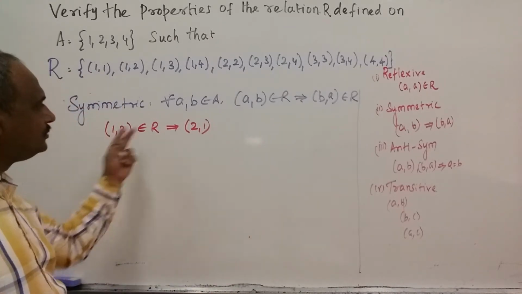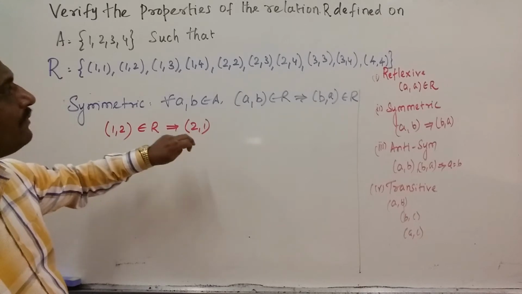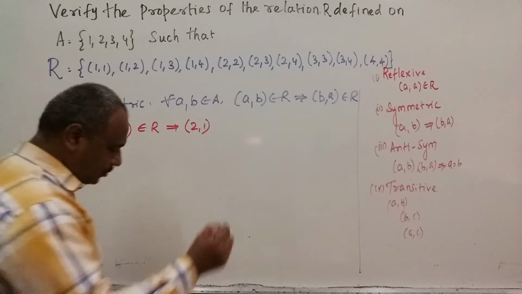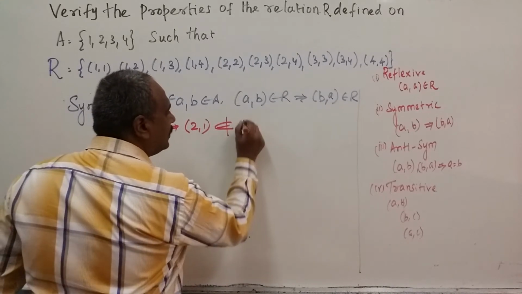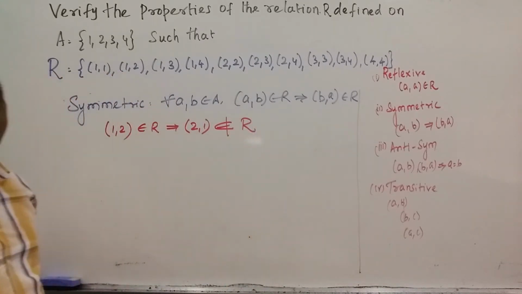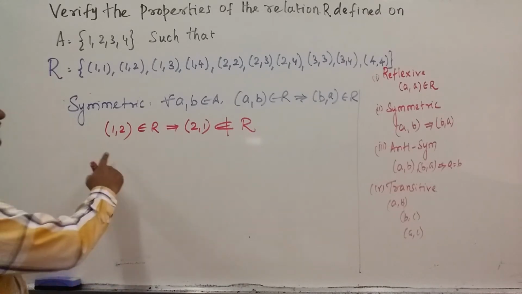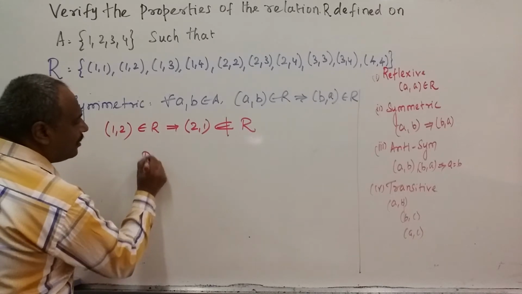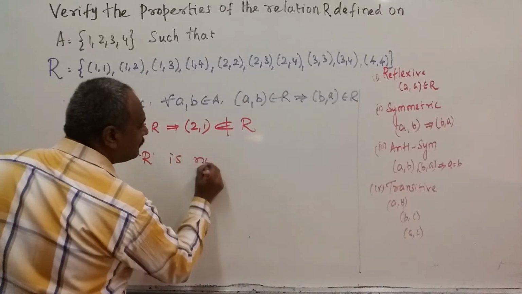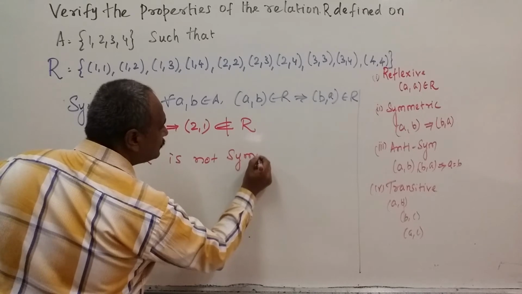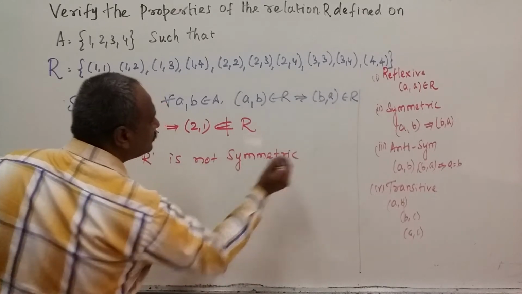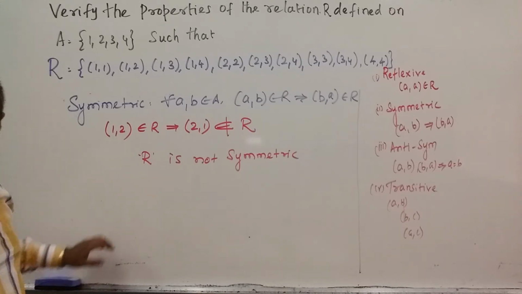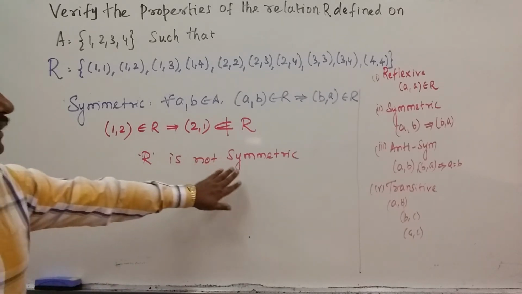For (1,2), the opposite is (2,1). I am going to check whether (2,1) is available or not. I am going to check here. There is no (2,1). (2,1) does not belong to R. Even the first term itself is not there. Even one term is not existing. So we are going to write R is not symmetric. If it exists, we are going to say symmetric.